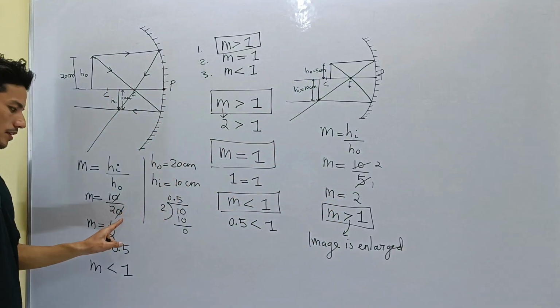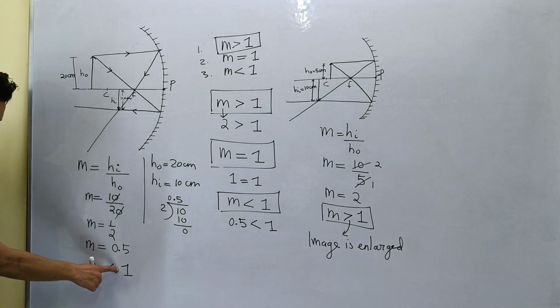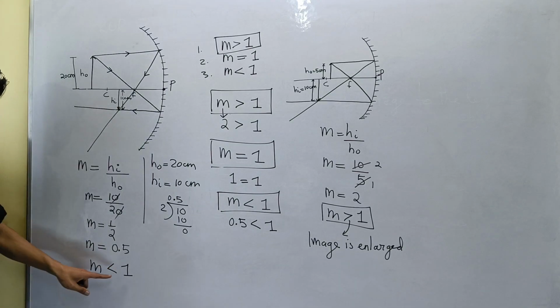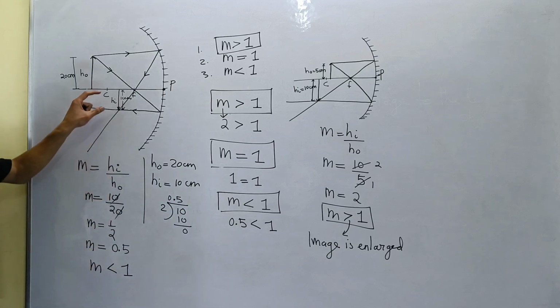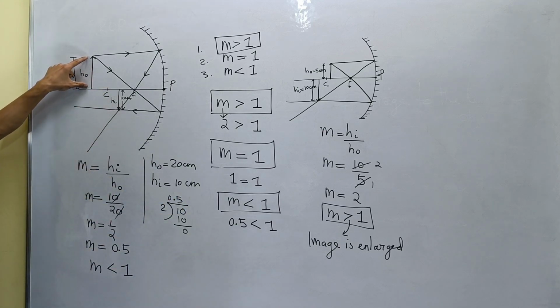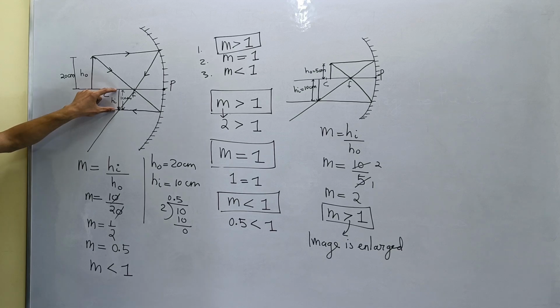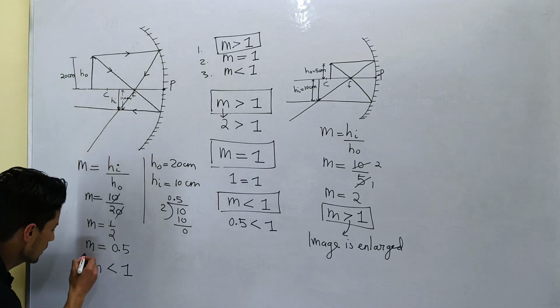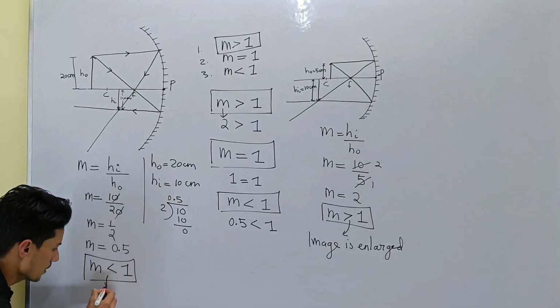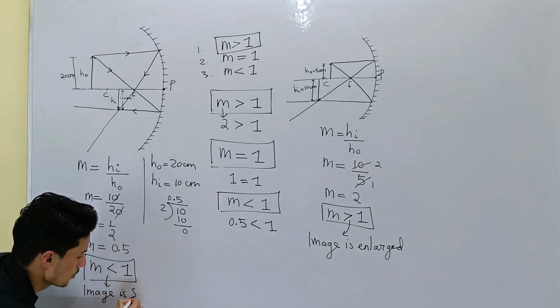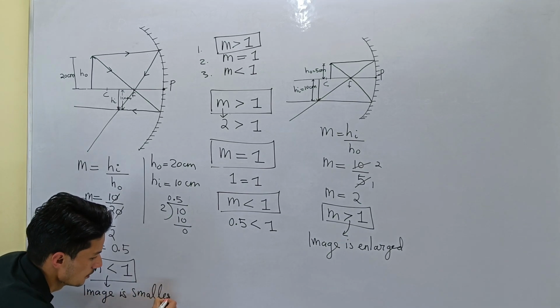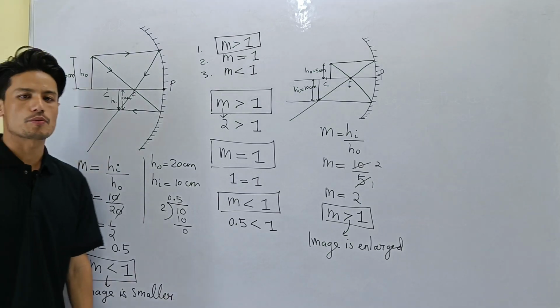Let's go back here now. Here the value of M is less than 1, so the image will be smaller. See, compare the size of the object and the size of the image. The image is much smaller, is it not? So when this case happens, you can conclude that the image is smaller. Are we clear?